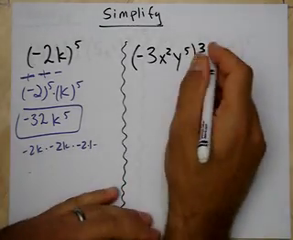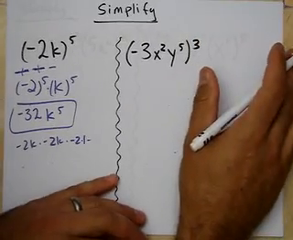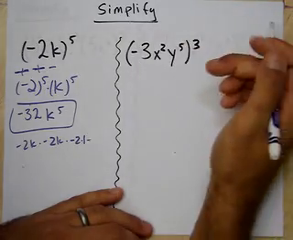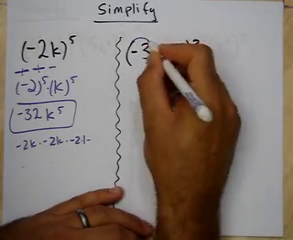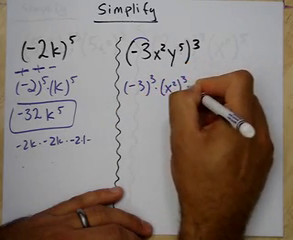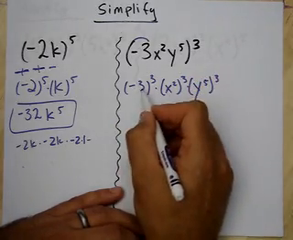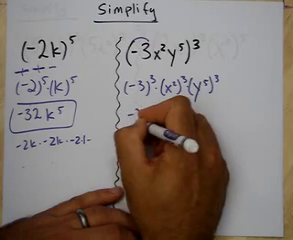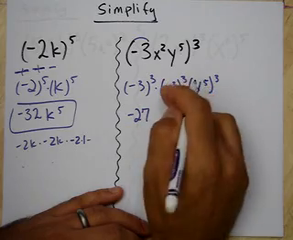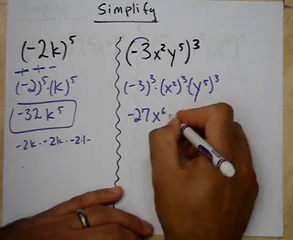For this one, let's use what we know about raising powers to powers. I'm going to raise everything in here to the 3rd power, so I have (-3)^3 times (x^2)^3 times (y^5)^3. Raising -3 to the 3rd is -27. For x squared, what happens when I raise it to a power? Remember, it's x squared times x squared times x squared. It is x^6.